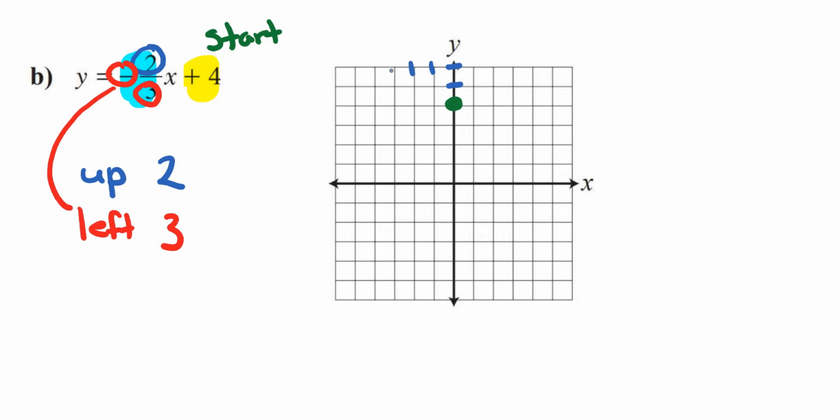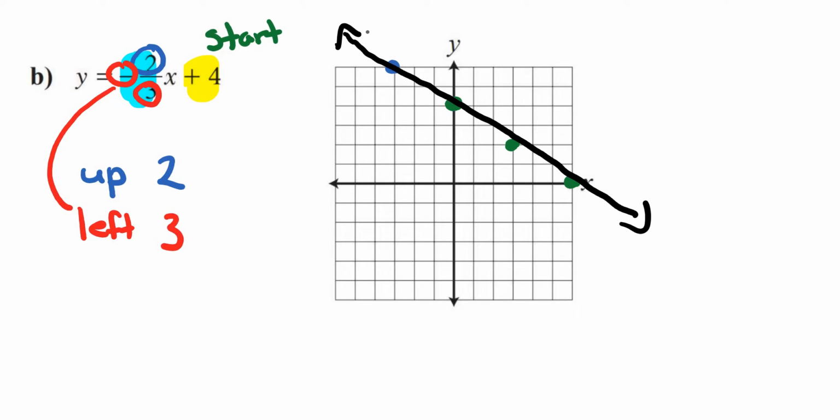So 1, 2, 3 right there. All right, so up 2 and left 3. Now that I've run out of space here, I can go down 2 now and over 3. So down 2 over 3, down 2 over 3 like that. So if I connect the dots there, there's my graph.